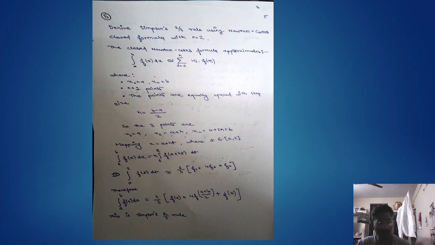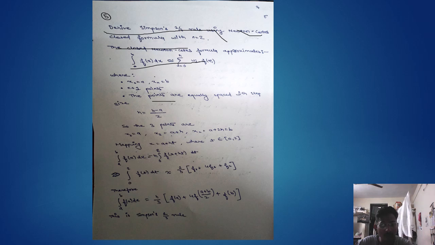Now the fifth question is obtaining Simpson's rule from the Newton-Cotes formula. Derive Simpson's 1/3 rule using the Newton-Cotes formula with n equal to 2. The Newton-Cotes formula approximates this integral, where x is equal to a, y is equal to b, with n plus 1 points.